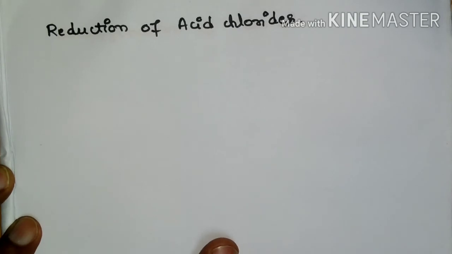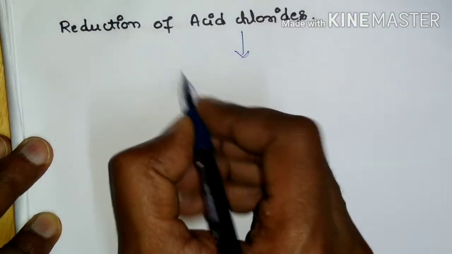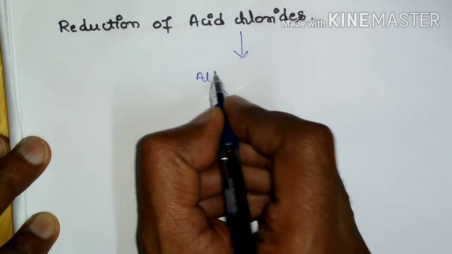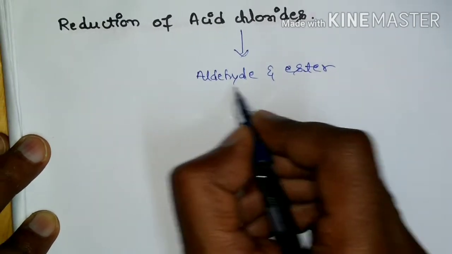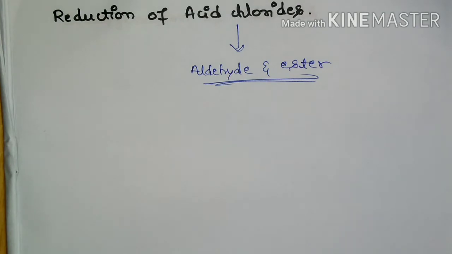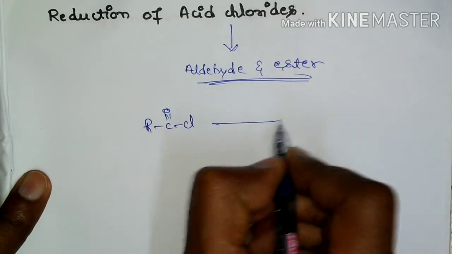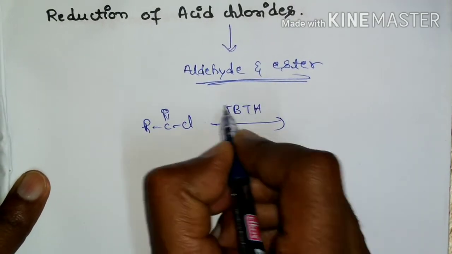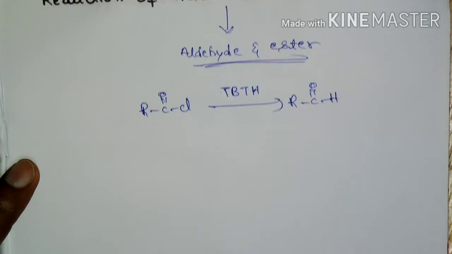Now we will see reduction of acid chloride. So how is this tributyl tin hydride going to reduce? Here the acid chloride will be reduced to aldehyde and ester. So here we are going to get a mixture. Okay, we are going to get aldehyde as well as formation of ester also. So if I write the general reaction, if we take an acid chloride and treat it with tributyl tin hydride, what we are going to get is aldehyde.